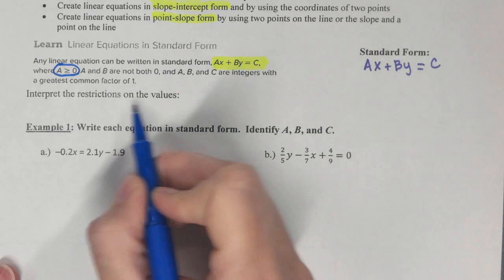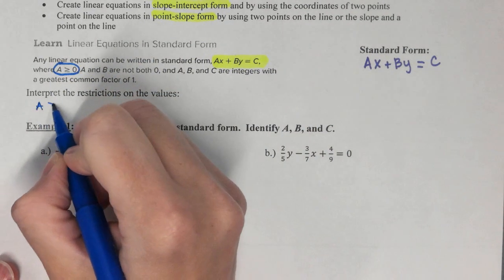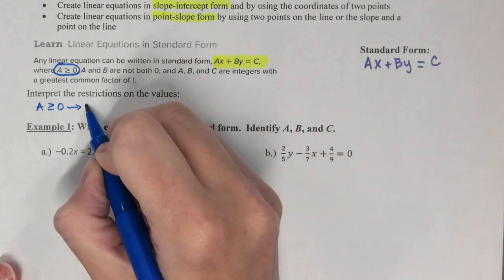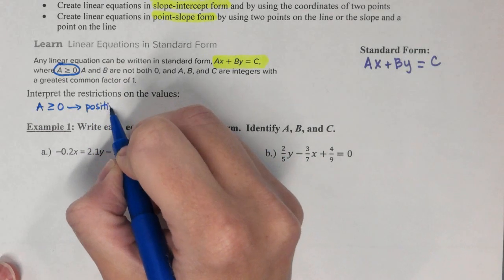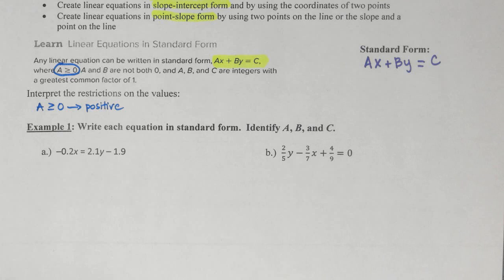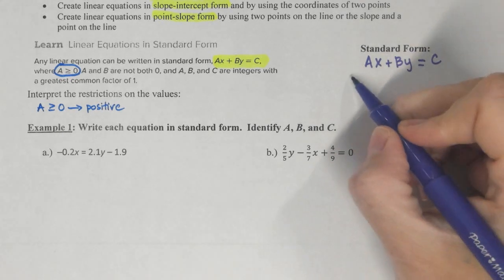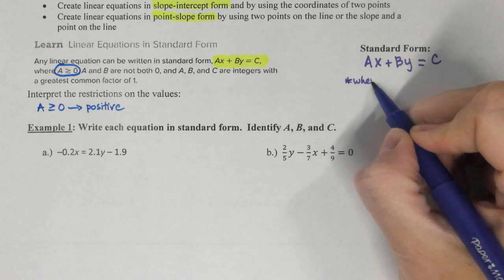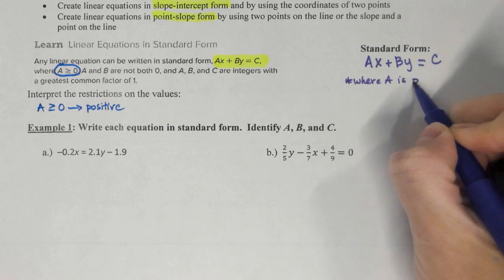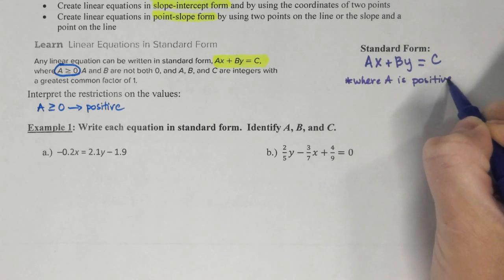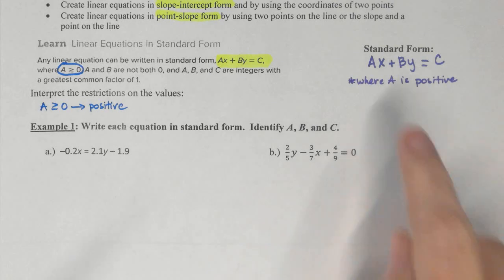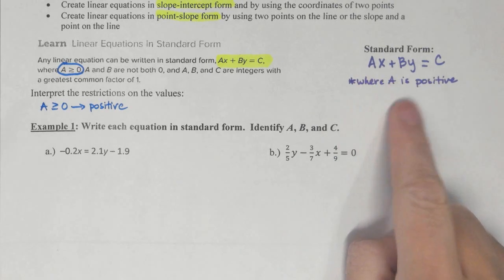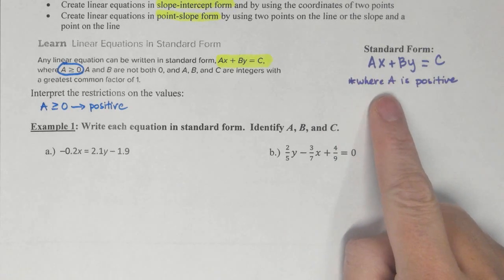Okay, so this says interpret the restrictions on the values. So a is greater than or equal to 0. That means that it has to be a positive value. Okay, so we're just going to write some notes underneath. It's where a is positive. Now, if a wasn't positive, do you guys know what you could do to an equation to make the a value positive? Yep, multiply or divide by -1.